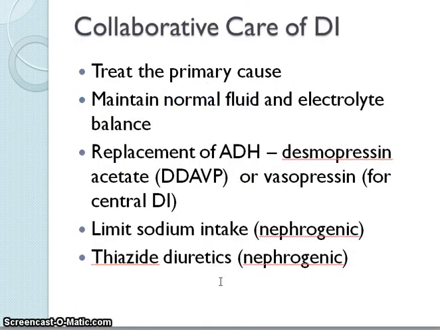To treat it, we need to figure out what the cause is and correct that. We need to maintain normal fluid and electrolyte balance through IV fluid administration. We can give them synthetic or man-made ADH. These are medications like vasopressin or desmopressin. We would limit their sodium intake, because they already have high sodium levels. We don't want to make them have complications related to hypernatremia. We can also give them thiazide diuretics to help them as well.